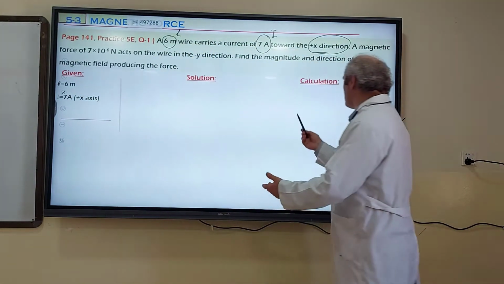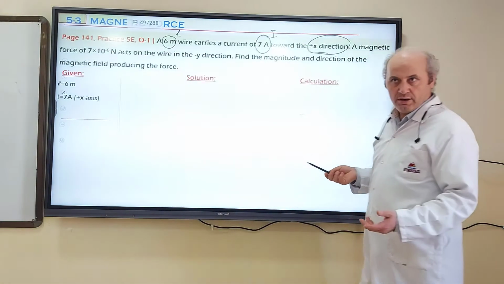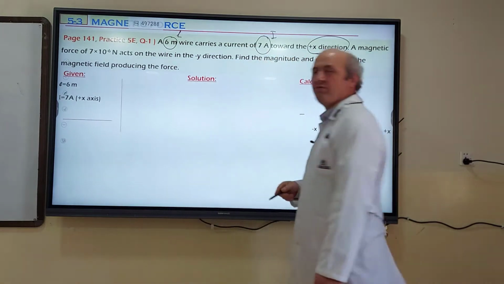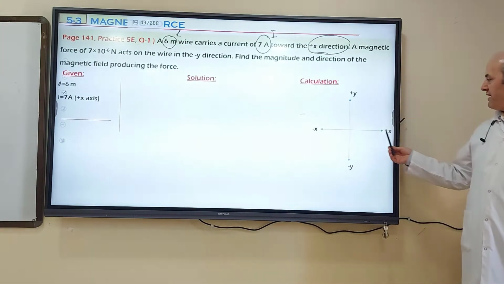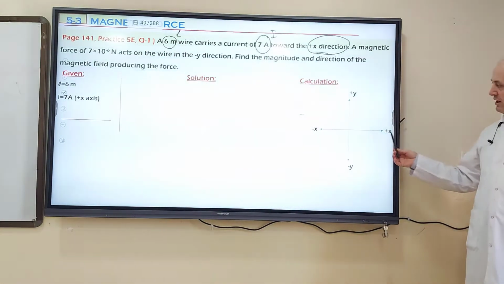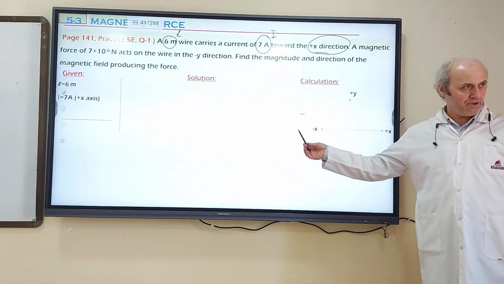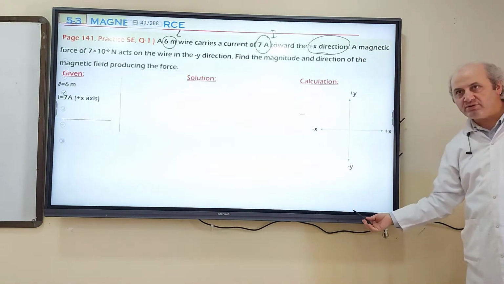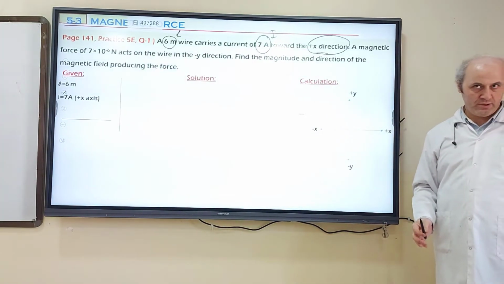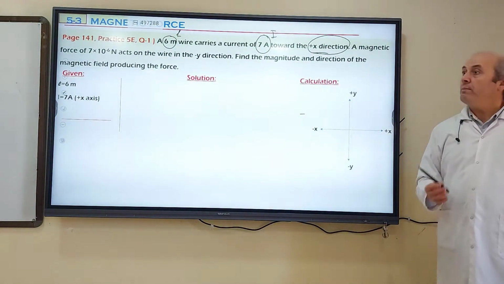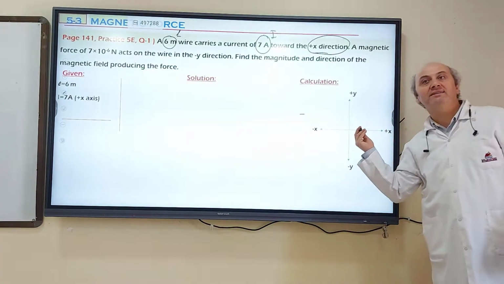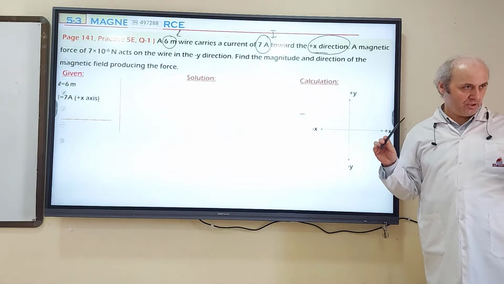That's why I'm going to draw here the second set of directions. This is the second set of directions. Positive X is to the right of your page. Negative X is to the left of your page. Positive Y is to the top of your page. Negative Y is to the bottom of your page. And positive Z is out of your page. Negative Z is into your page.